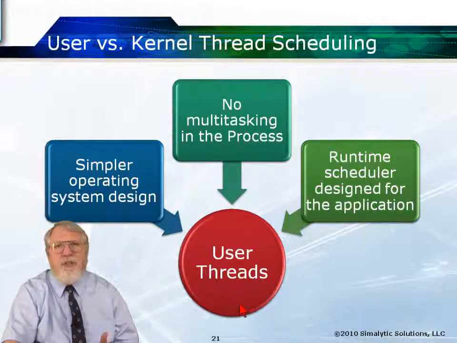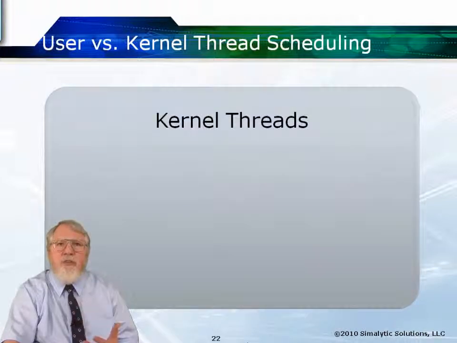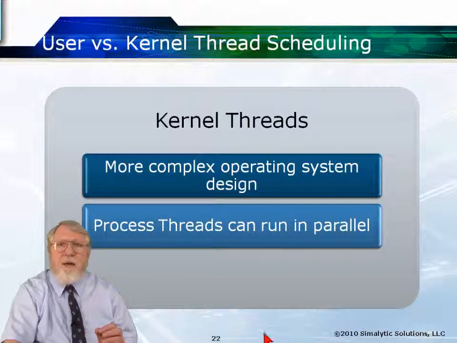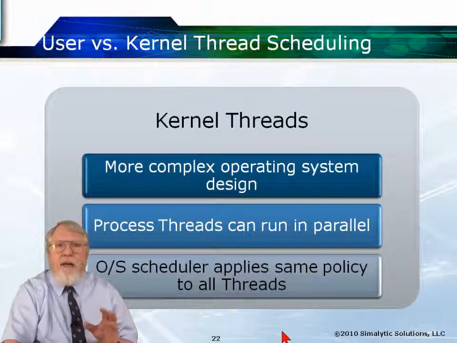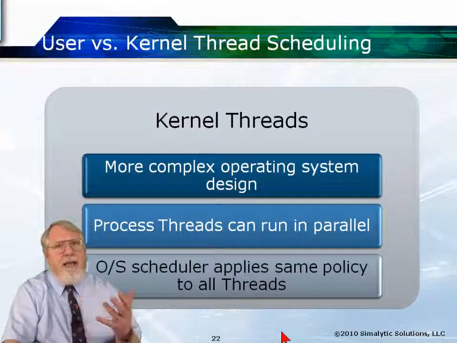So that impacts the productivity of the environment and the capabilities of an individual application. And the runtime scheduler has to be designed for the application or as some generalized package that sits in that operating system environment. So kernel threads, on the other hand, are more complex to design in the operating system. The process threads can run in parallel, and the OS scheduler applies the same policy across all of the threads. So in the user thread environment, one application could use one user thread package, the other application could use another, and there would not be consistency. In a kernel threads environment, the same policy is applied across all of the threads.